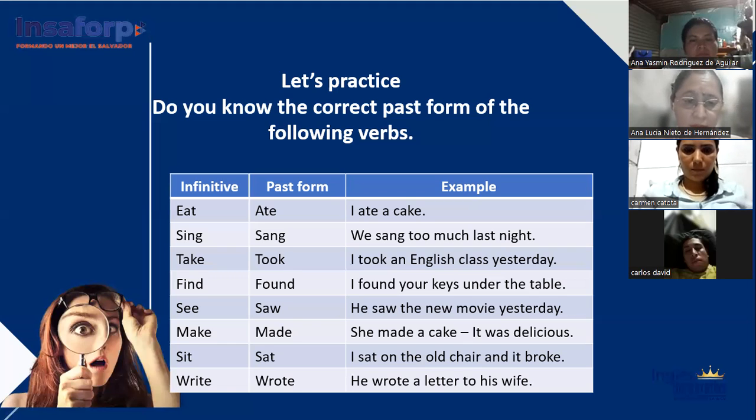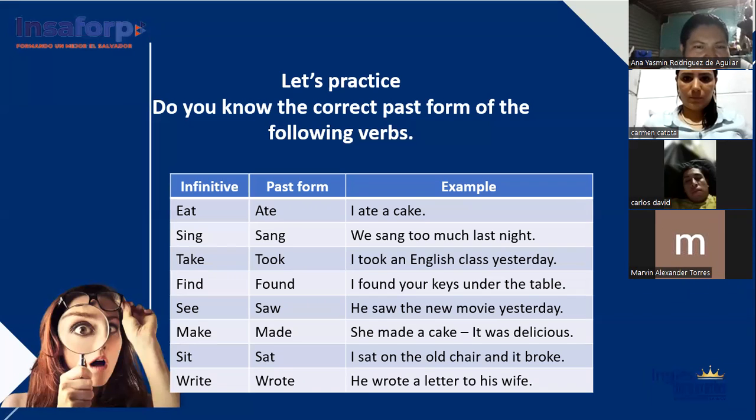Okay, excellent. Very good. Ahora, yo les digo en español y ustedes me dicen la oración en inglés. Me senté en la silla vieja y esta se rompió. What is the right sentence? I sat on the old chair and it broke. Excellent. Nosotros cantamos demasiado anoche. We sang too much last night. Encontré tus llaves debajo de la mesa. I found your keys under the table. Very good. Vi la película nueva ayer. He saw the new movie yesterday. Very good. Él escribió una carta para su esposa.